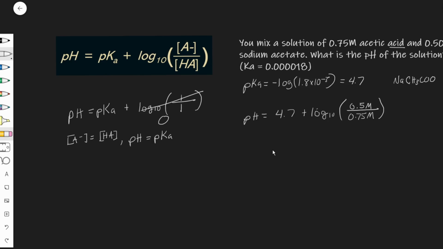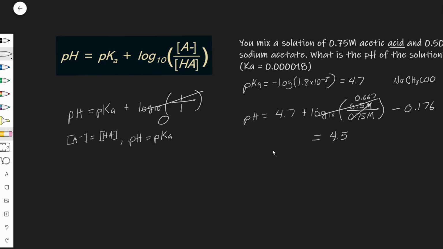And when we start to solve for that, when I divide this number by this number, this of course is going to be 0.667. And when I take the base 10 logarithm of that, it's going to be minus 0.176. And so 4.7 minus 0.176. When I solve this, I'm going to get 4.5 whenever I take it back to 2 sig figs, because I only had 2 sig figs in this number, so I can only have 2 sig figs in this number. So it's going to be 4.5, adjusting for the correct significant figures. And that's as simple as that.